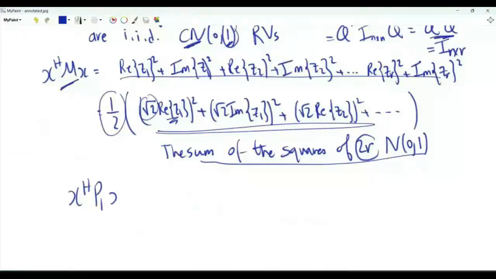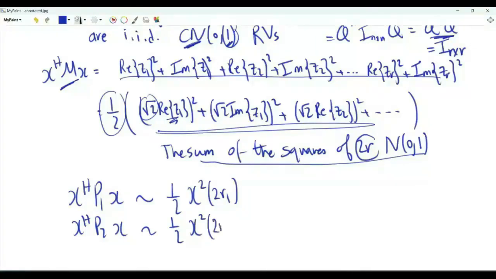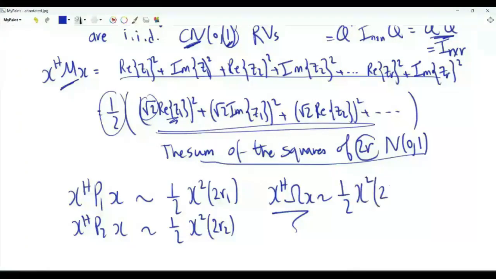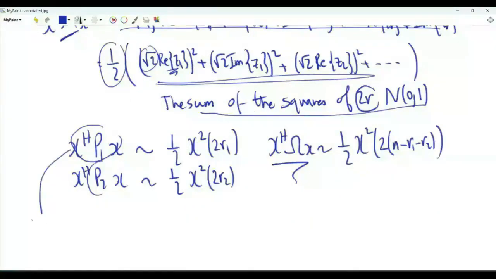Given this piece of information, x Hermitian P1 x has the PDF of 1/2 a chi-squared random variable with 2r1 degrees of freedom. x Hermitian P2 x has the PDF of 1/2 chi-squared random variable with 2r2 degrees of freedom. Finally, x Hermitian omega x has the PDF of 1/2 a chi-squared random variable with 2 times n minus r1 minus r2 degrees of freedom. The last part in the problem is to show that these quadratic forms are independent. Note that this quadratic form is the L2 norm squared of P1x. This quadratic form is the L2 norm squared of P2x. That quadratic form is the L2 norm squared of omega x.